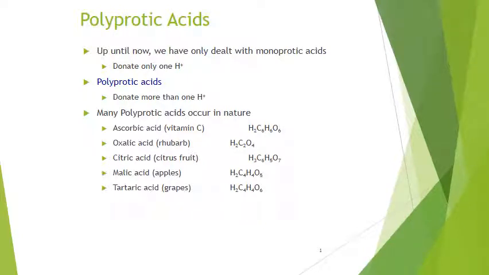Okay, so let me get my little pointer thing. This is going to be a brief PowerPoint. Basically, I'm just going to talk about a different kind of acid, an acid that gives off more than one proton. Up to this point, we've only been talking about acids that can only give off one proton. Those are called monoprotic. These are called polyprotic.